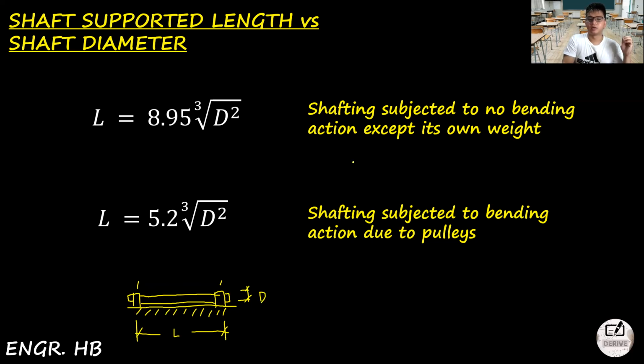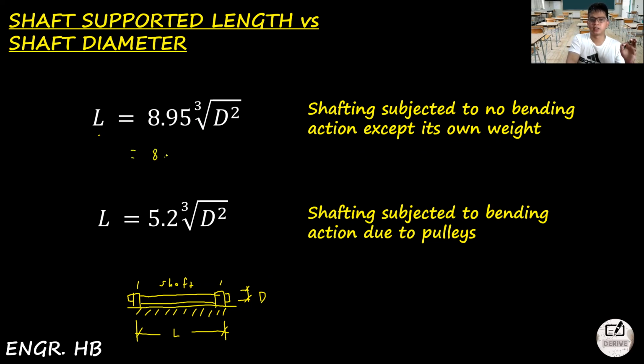Which is, meron tayong dalawang formula. Shafting subjected to no bending action except its own weight. So walang bending action na naganap sa shaft mo. So ito yung shaft, pero it is subjected to its own weight. So meron formula and relationship between its length and its diameter, which is equal to 8.95 times d raised to 2/3.